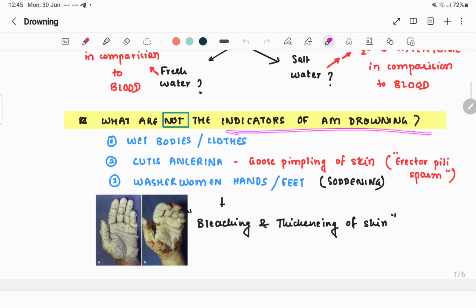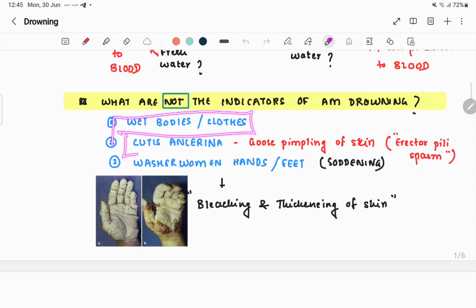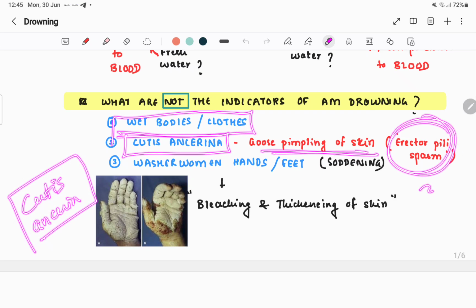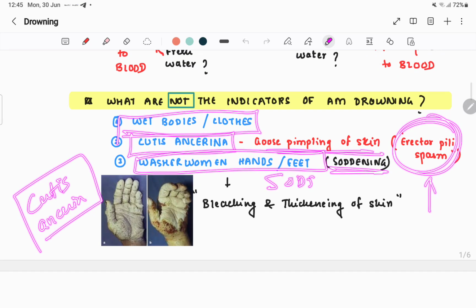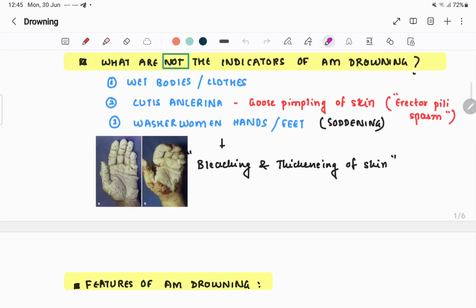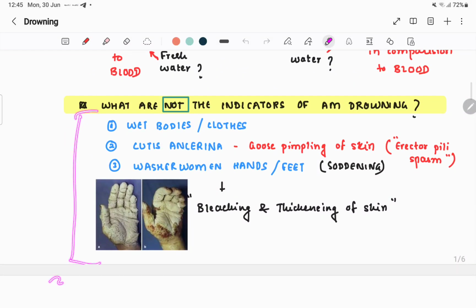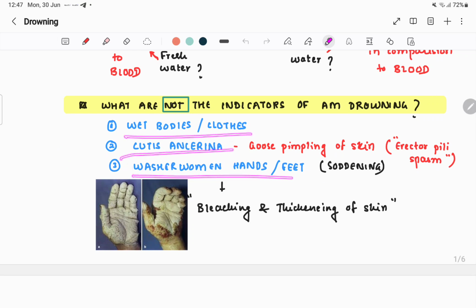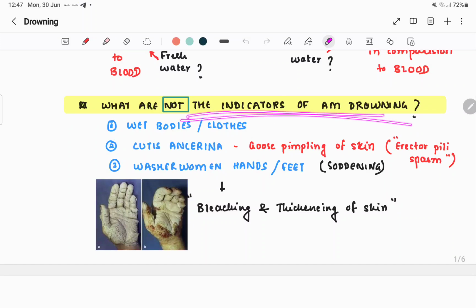Not the indications of antemortem drowning: wet bodies or clothes, cutis anserina. Cutis anserina is the goose pimpling of the skin, erector pili spasm. Washerwoman's hands or feet, which is sodening, is a bleaching and thickening of the skin. These are not features of antemortem drowning, these are features of postmortem drowning. So wet bodies or clothes, cutis anserina, washerwoman's hands, you can't tell if it is an antemortem drowning. These are not the indicators.